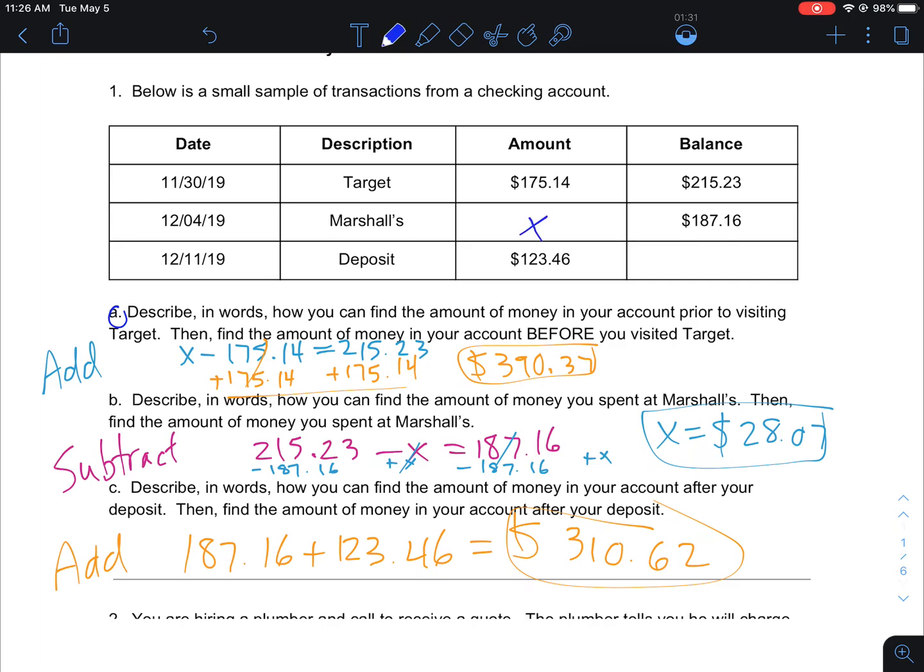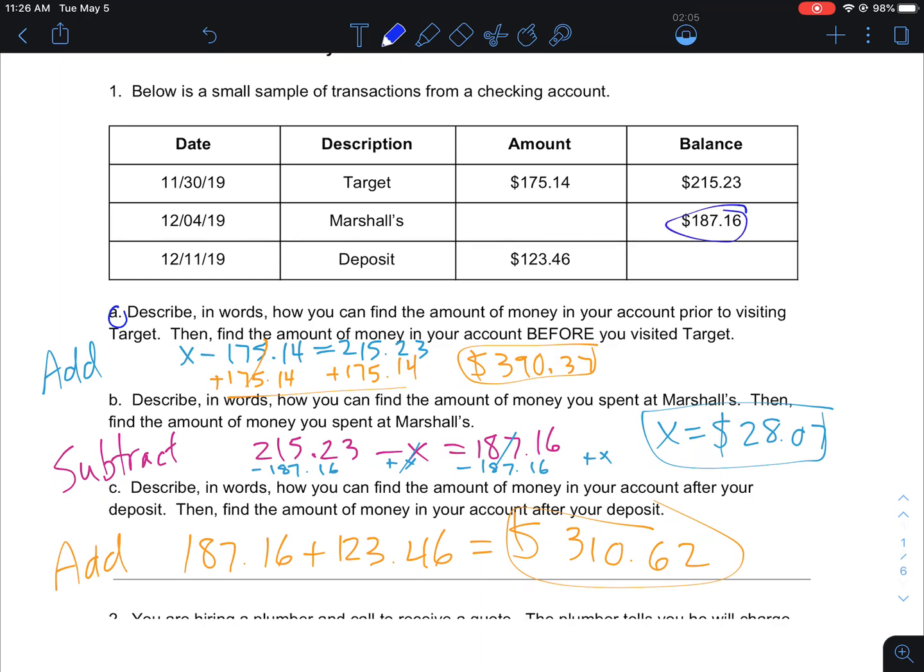Now the second question says you spent some money at Marshall's. We don't know what it was, but you had 215, you spent it, and now you have 187. So in this case, and again, you can see the algebraic work here where I put a star, you'd actually have to subtract. You're trying to figure out between these two numbers, what amount did you spend that brought you down from 215 to 187? So whether, again, you do it algebraically or you just think about it, you spent $28.07.